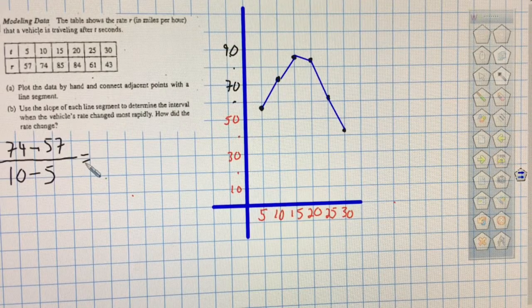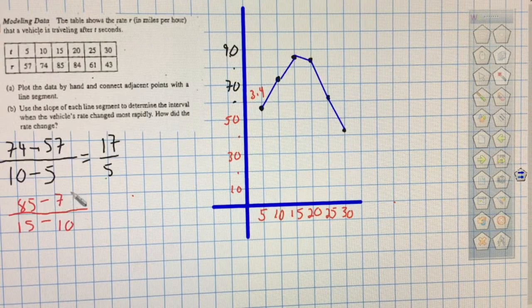And that's going to be 17 over 5. And that slope is going to be 3.4. So I'm just going to make a little note that this slope here is 3.4. Now I want to find the slope between 10 and 15. So using the average rate of change formula, it's going to be x minus x, 15 minus 10, and y minus y, so 85 minus 74. And that's going to give me a slope of 11 over 5. And that's 2.2. So just in this part, I can tell that 3.4 is steeper than 2.2.